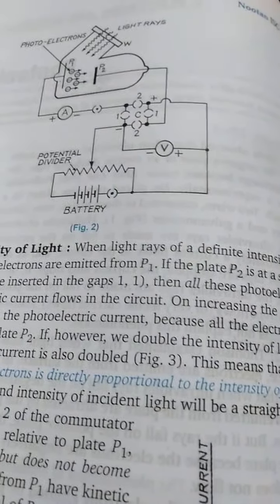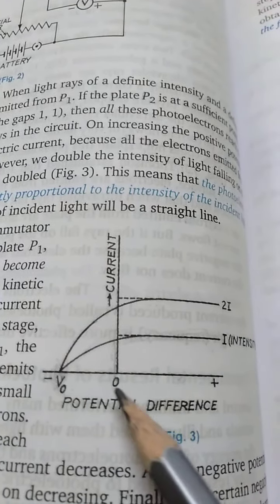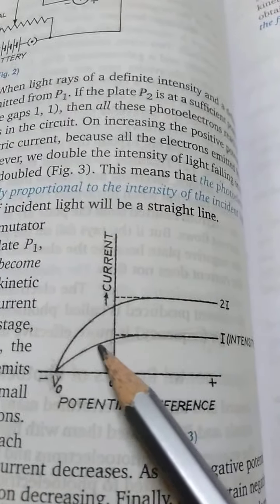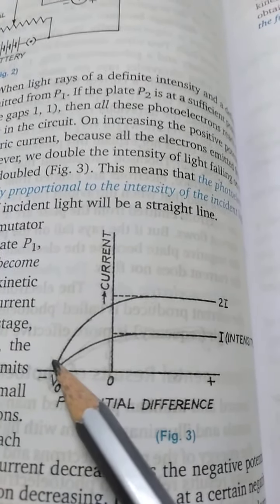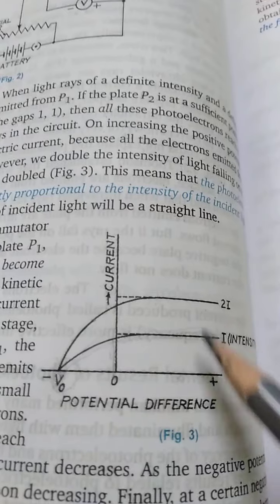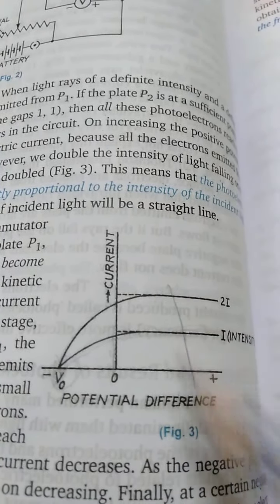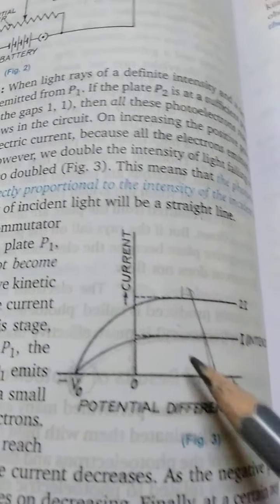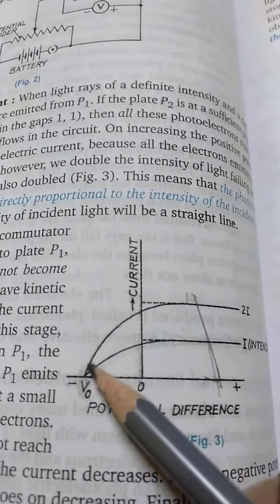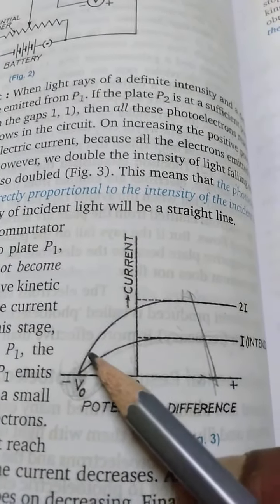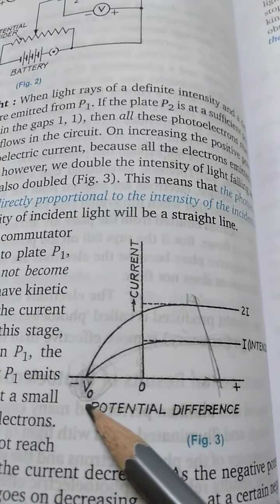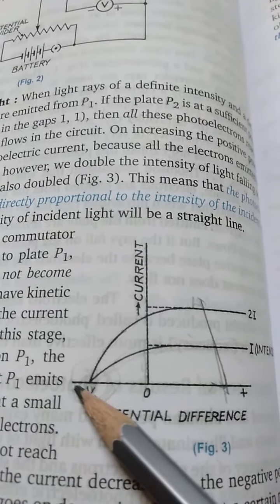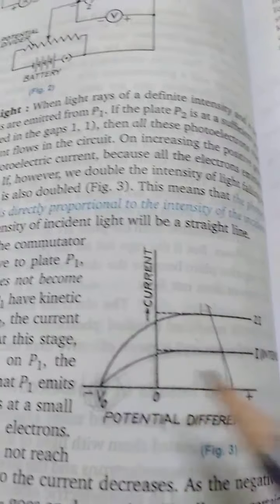See, previously at low intensity, the current became saturated at this level. Now, obviously the frequency is also fixed, and this is the stopping potential. We have increased the intensity, then the current is more. But even though the current is increased, if we decrease the potential, we are getting zero at the same potential. So what I want to say is the stopping potential is the same in both cases.